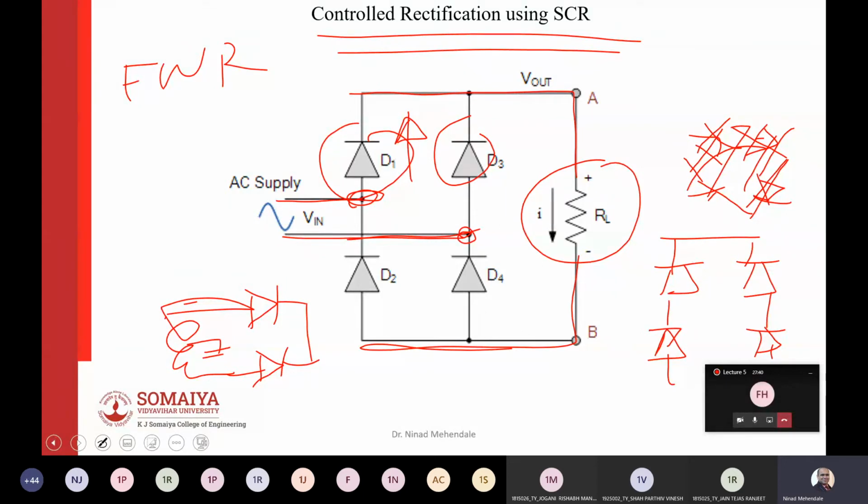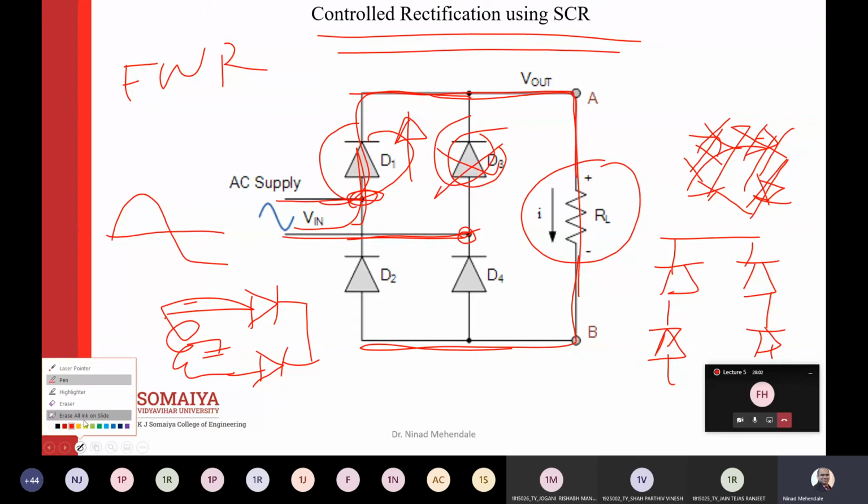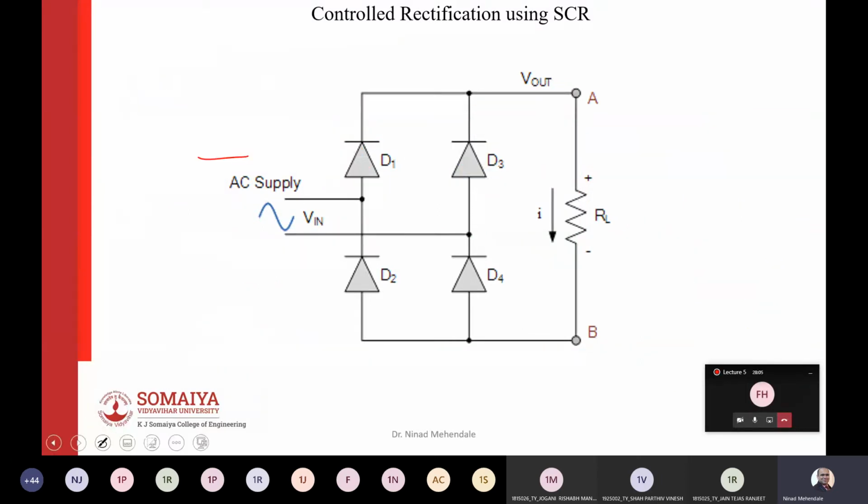So what will happen during the positive half cycle? Diode D1 will be forward biased, so current will go through D1, but D3 will be reverse biased, so current will not flow through this, current will go through the resistor. Let me just clear the drawings to make it visible for you. So during the positive half cycle, this point is positive compared to this point. That is what we call the positive cycle. Let's mark this point as A, this point as B.